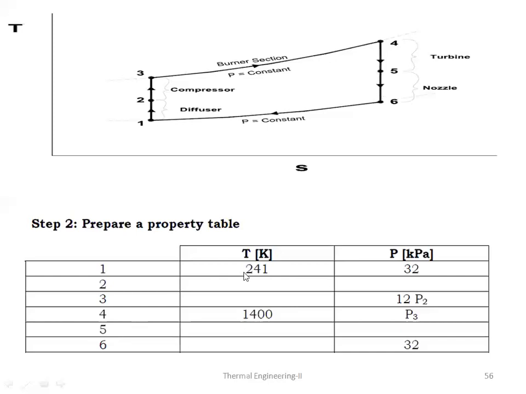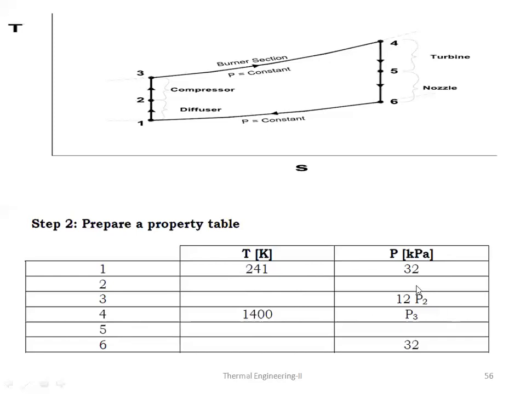Okay, so here T1 is given as well as P1 in the problem. T1 is minus 32 degrees centigrade. In Kelvin, it is equal to 241 Kelvin. And the pressure is given as 32 kilopascal. Similarly, at point 2, no pressure or temperature is given in the problem. But at point 3, specifically, the pressure ratio P3 by P2 is given in the problem.